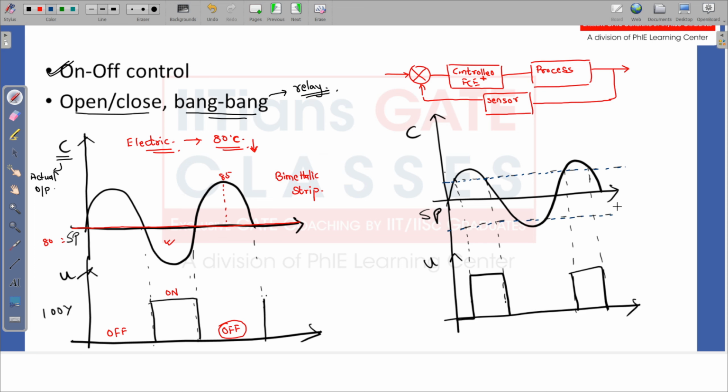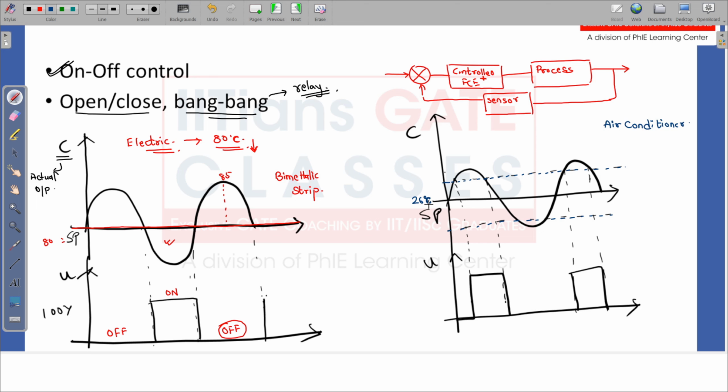We have a certain range of temperature or a certain range of controlled output where your controller is not going to take any action. Suppose my system is an air conditioner. So my set point is 26 degrees C.